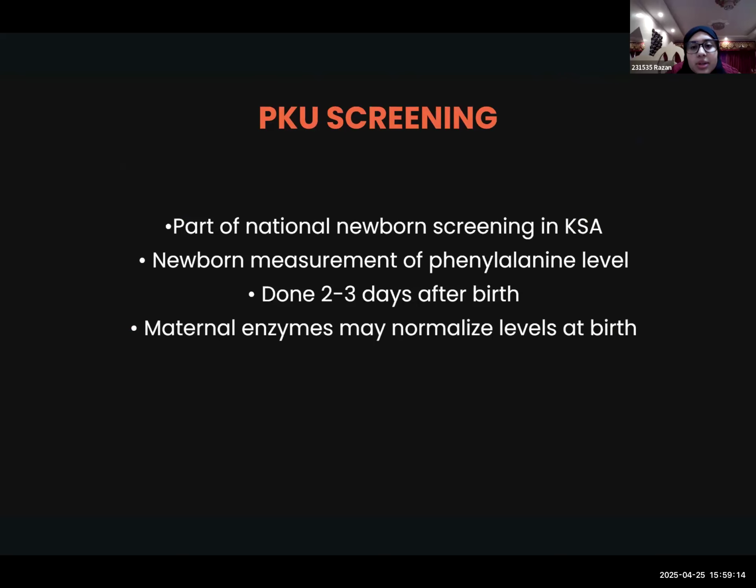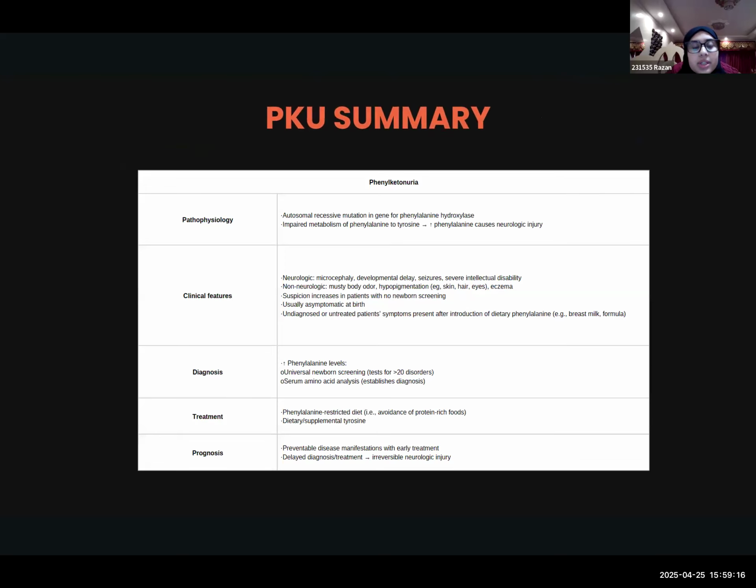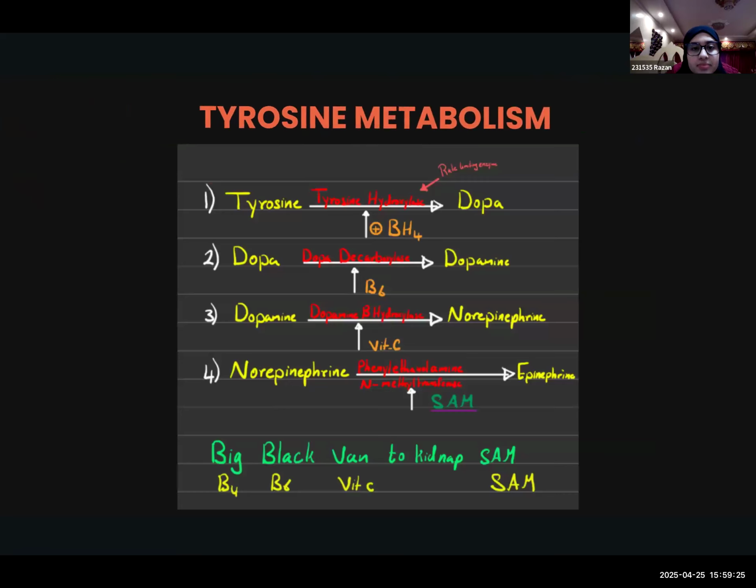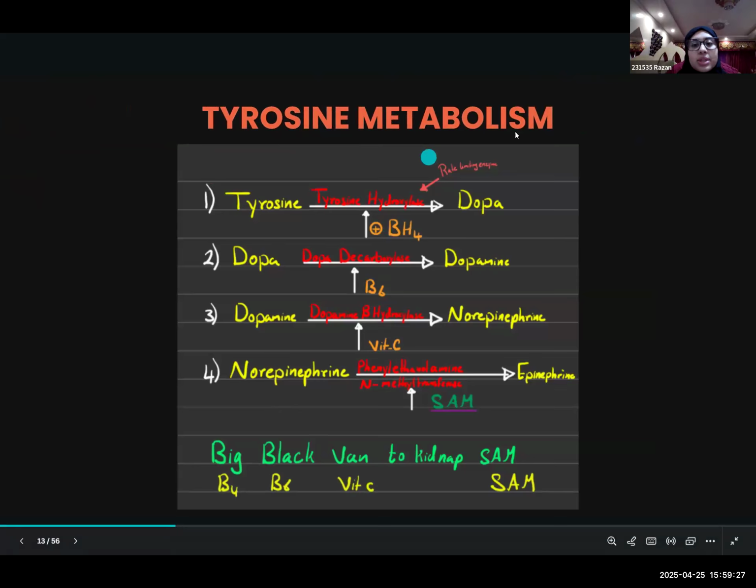Again, here, this is the screening, as I mentioned earlier. And here, this is a summary for phenylketonuria. It's a good summary from Dr. Hannah's slides, so make sure you go over it. Then here we have tyrosine metabolism.